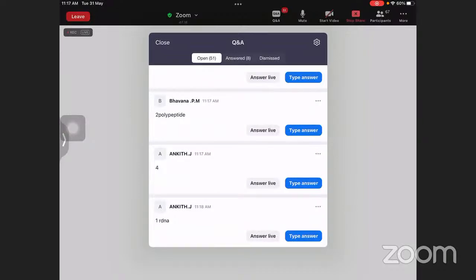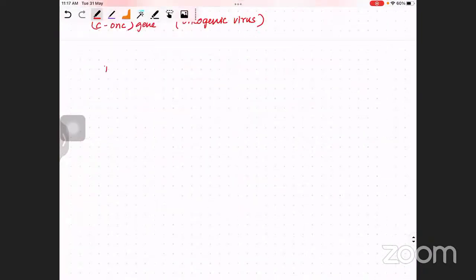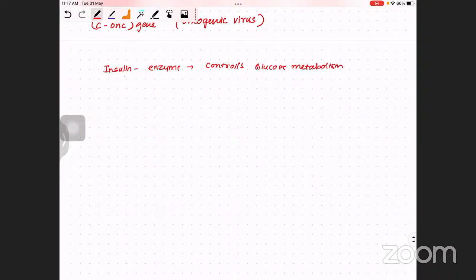Let me explain this part. Insulin is a hormone, or sorry, it is an enzyme which controls glucose metabolism. Insulin controls glucose metabolism. This insulin is produced by the pancreas.